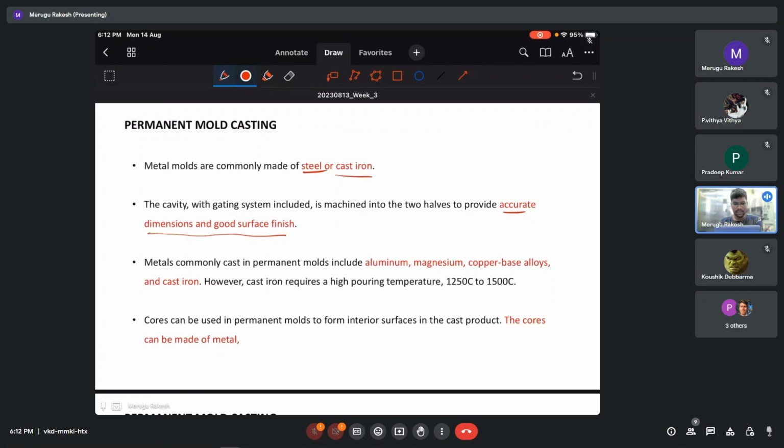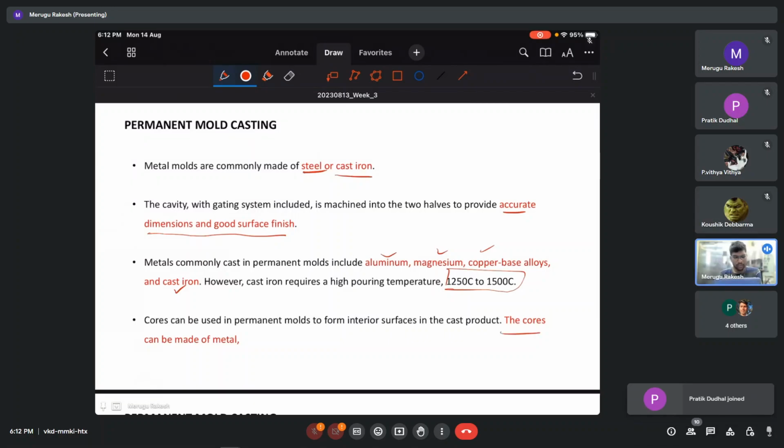Then generally we cast aluminum, magnesium, copper alloys, rarely cast iron, in which we have to go for very high temperatures. And if there is a need, the cores are also made of metal. Sometimes they can also be made of sand as well. These are the different types of permanent mold casting.